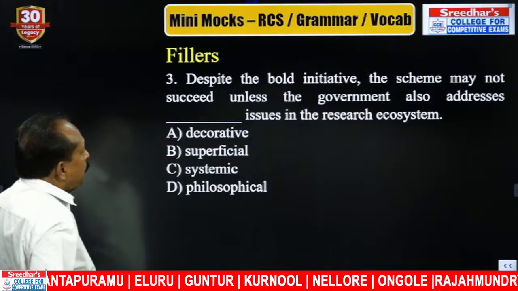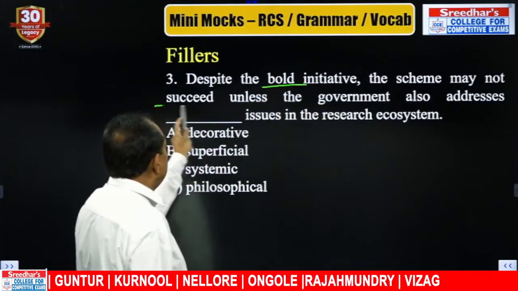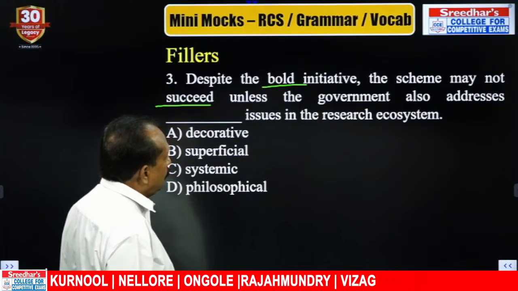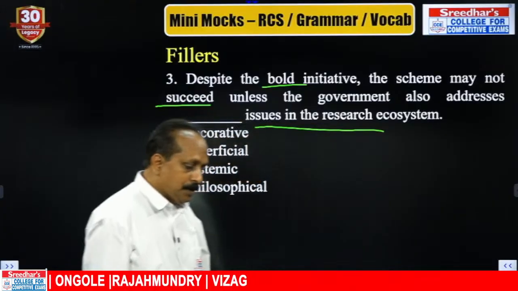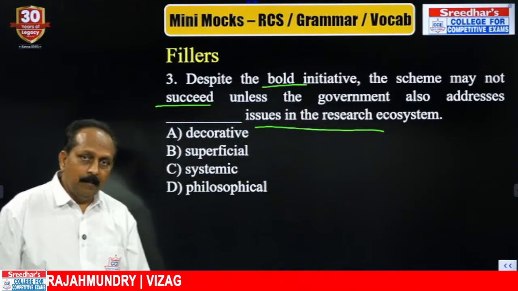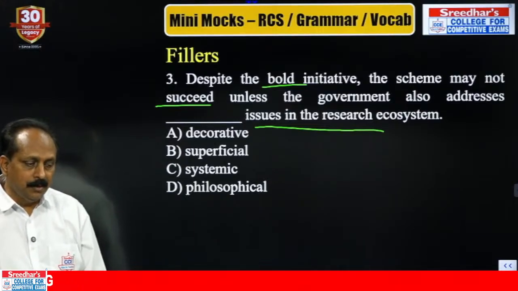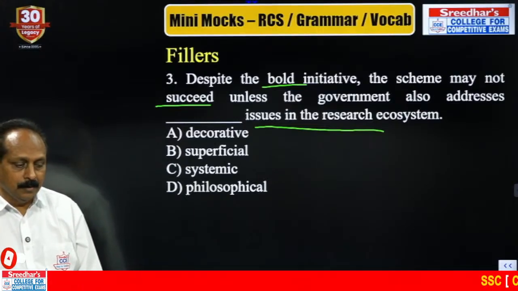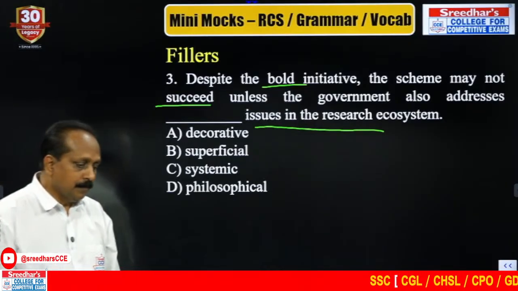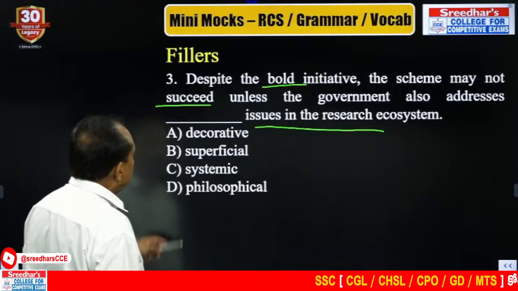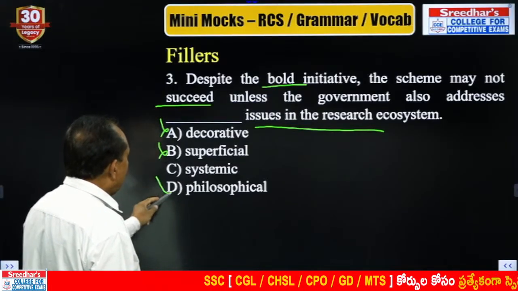Despite the bold initiative, positive, the scheme may not succeed, negative, unless the government also addresses issues in the research ecosystem. The scheme is good, but it is not holistic. The government has to address certain issues, only then it becomes successful. This is contextual awareness. Based on that, you cannot use a word like decorative, superficial, philosophical.